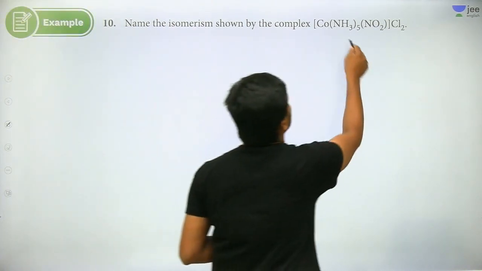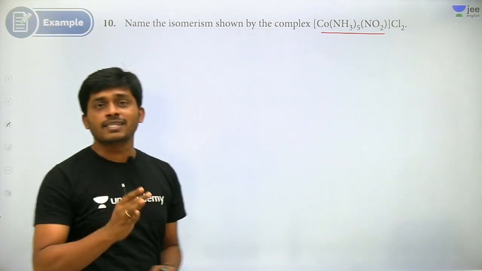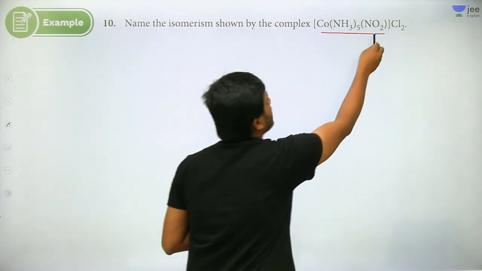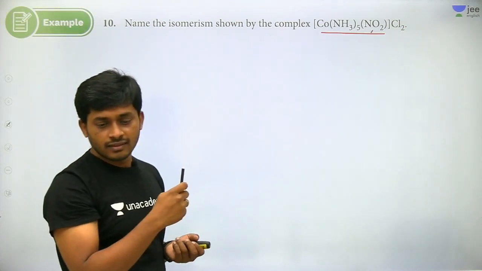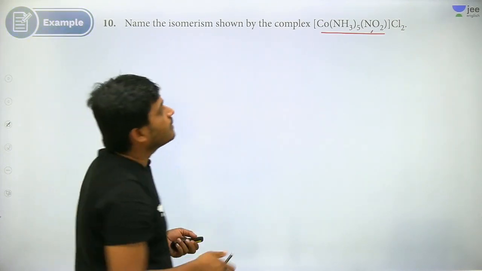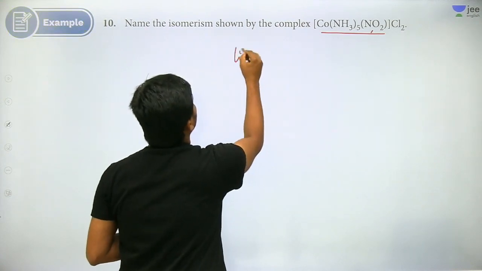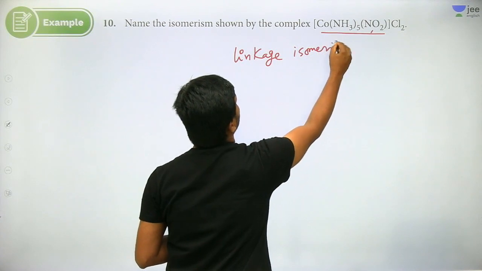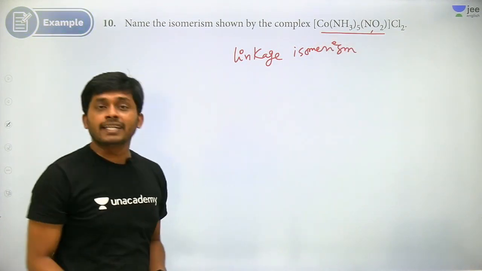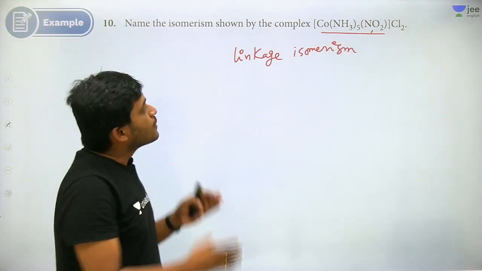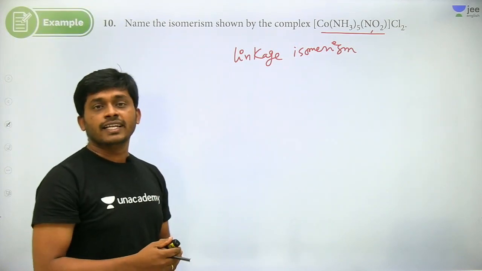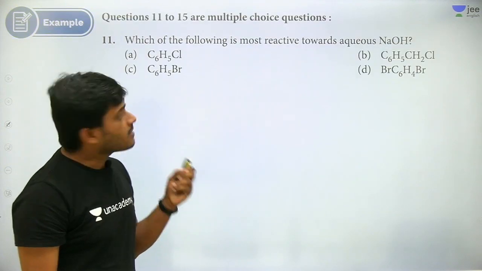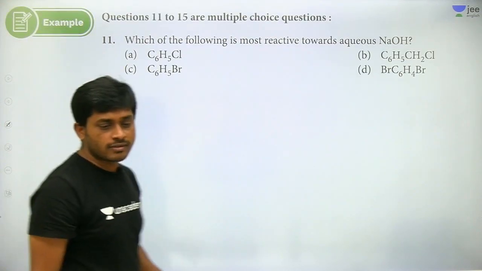Okay. Next. Name the isomerism shown by this example. Coordination chemistry. So how do we find? First, identify ligand. NO2 can show linkage isomerism. Correct? It can show linkage isomerism, so the binding atoms are different. It can be nitrogen, it can be oxygen.